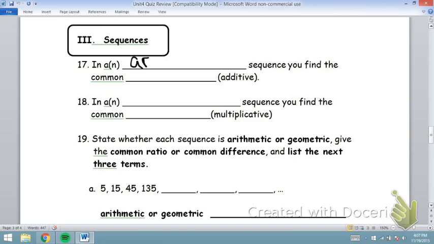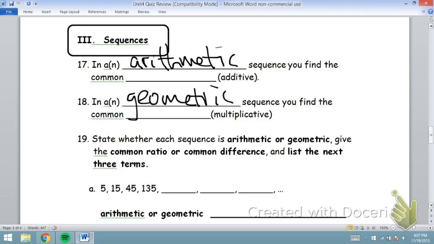You have arithmetic, and you have geometric. In arithmetic, you are adding as the common rule. Again, think A, arithmetic, add. And in these sequences, you find the common difference. These are just keywords to remember. So again, in arithmetic, you are adding as your rule.